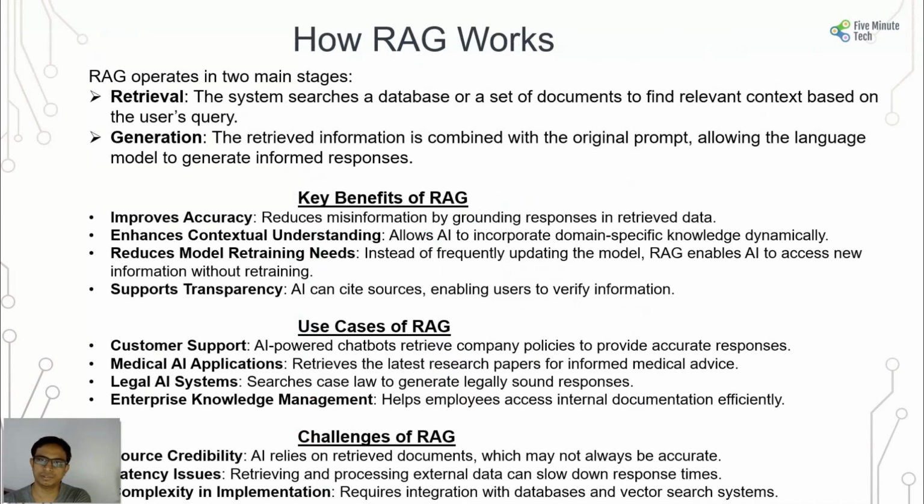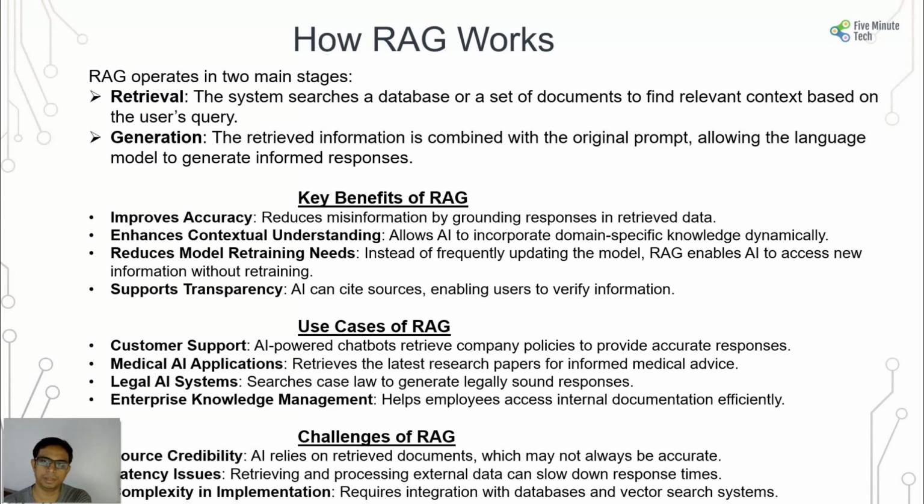Now, how does RAG work? RAG operates in 2 main stages, that is retrieval and generation. In retrieval, the system searches the database for a set of documents to find relevant context based on the user's query, and then in generation, the retrieved information is combined with the original prompt, allowing the language model to generate informed responses.